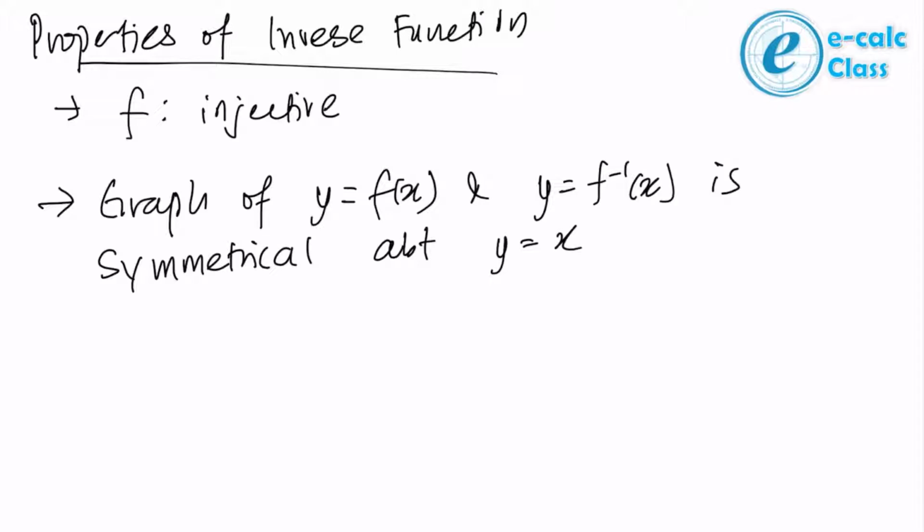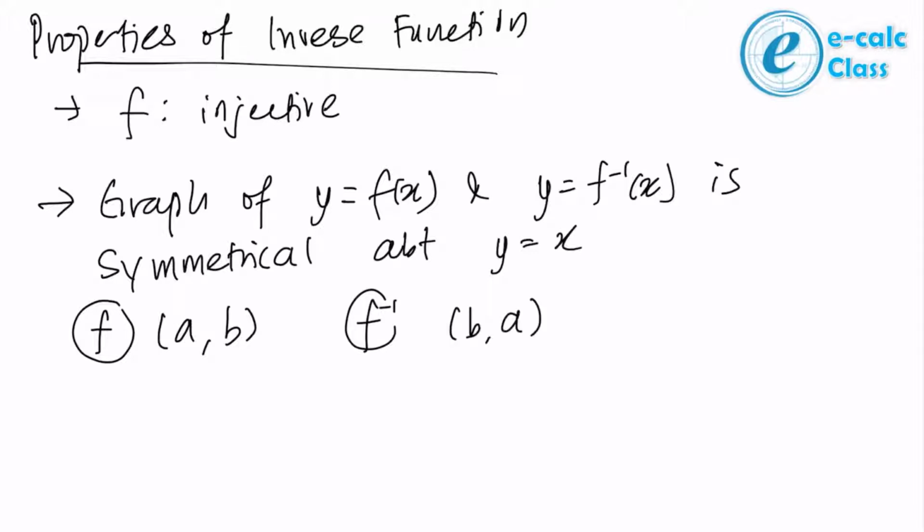Why? Because if you put in maybe a, you get a b. This is for f, okay? If you want to graph f inverse, you put in b, you get an a, which means it is symmetrical about this y equals x. So these are graphical properties of inverse functions if you want to graph it.